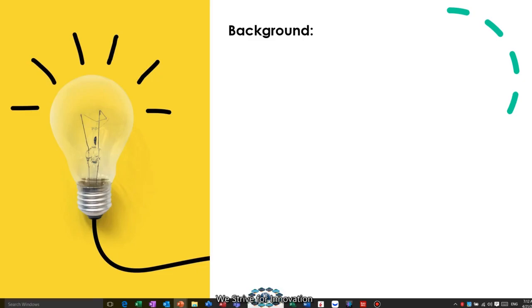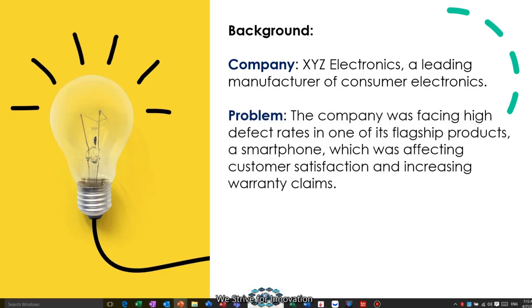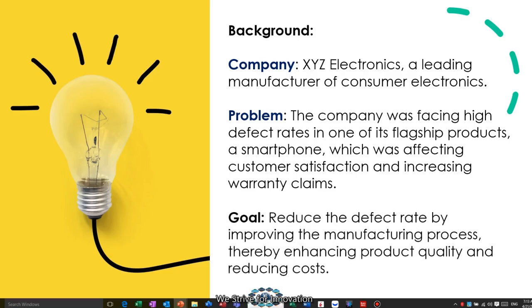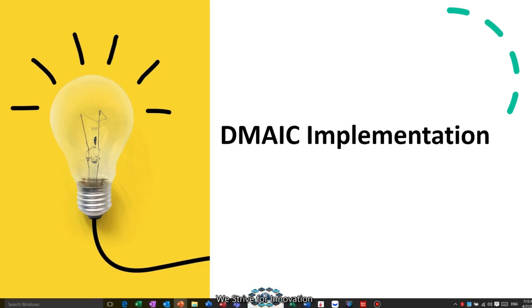The background will be company XYZ Electronics, a leading manufacturer of consumer electronics. What's the problem? The company is facing a high defect rate in one of its flagship products, smartphones, which was affecting customer satisfaction and increasing warranty claims. What's the goal? Reduce the defect rate by improving the manufacturing process, thereby enhancing product quality and reducing cost. Now we'll implement the DMAIC phase by phase.